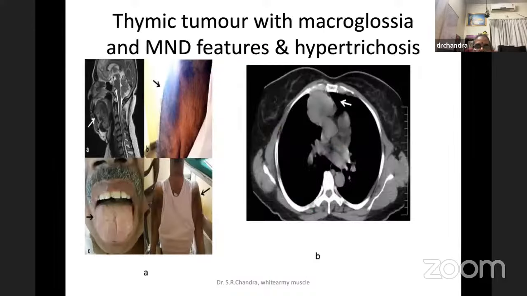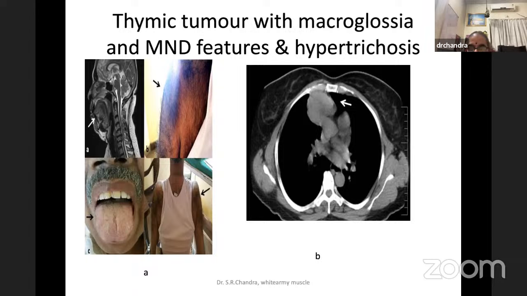So next we have got some of our own patients. This patient started with features of myasthenia and he had a thymic tumor. Later he developed tongue atrophy. So a mixed picture of motor neuron disease and myasthenia happened in the same person during different periods of time. In the initial period, he had a thymic tumor and myasthenia. In the later part of his life, he developed an MND-like picture.